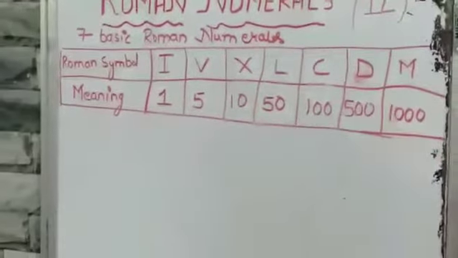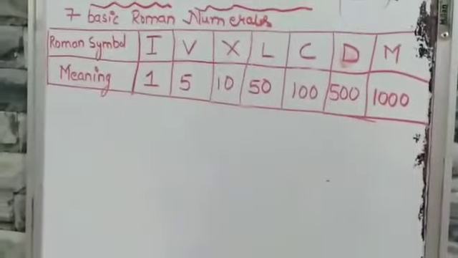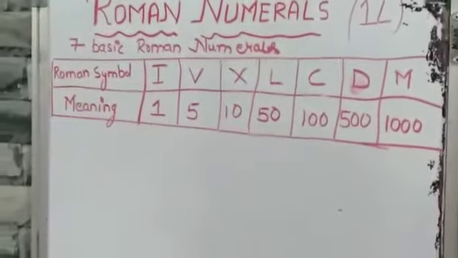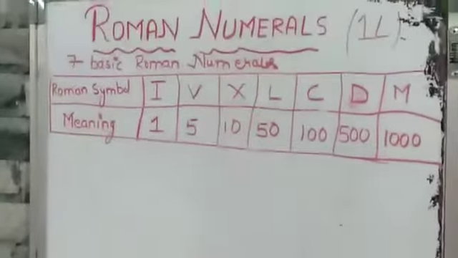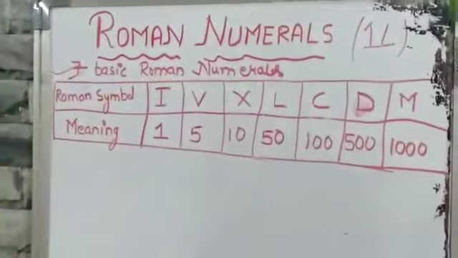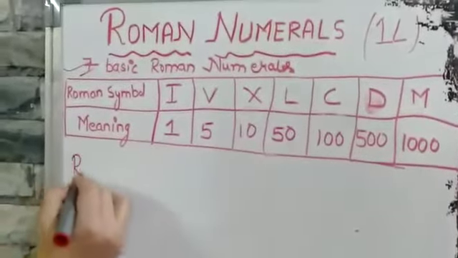So, like in music, with the help of 7 notes the entire song is framed. In the same way, by using these 7 symbols, we can frame the entire counting, all numerals, in the Roman system. How? By using these 7 basic Roman numerals and by following a few rules. Now coming to rule number 1.